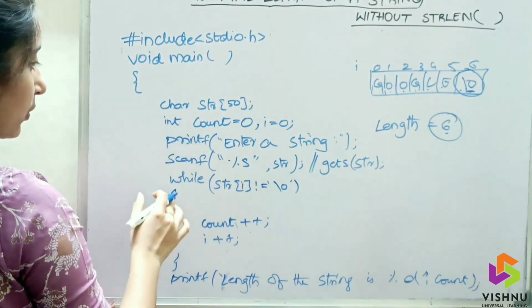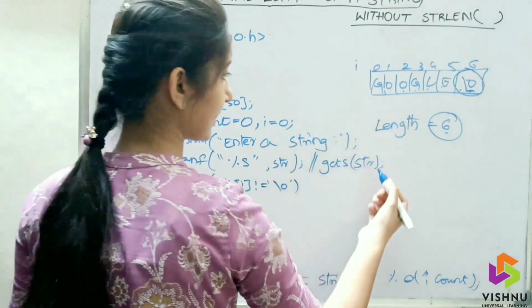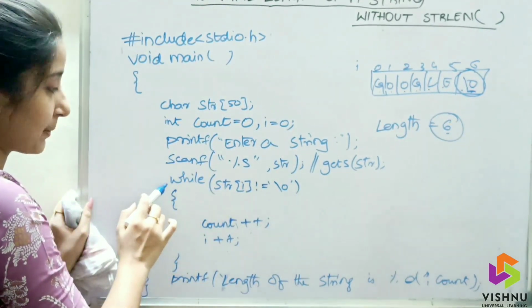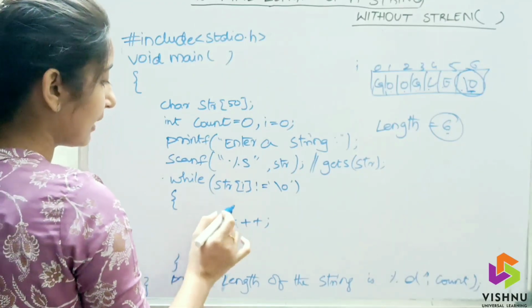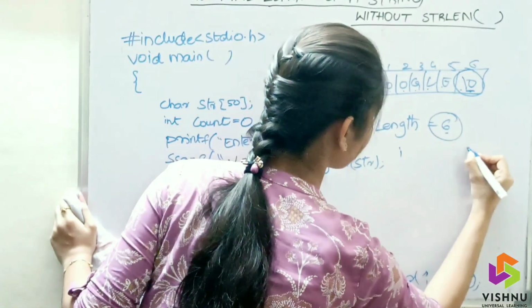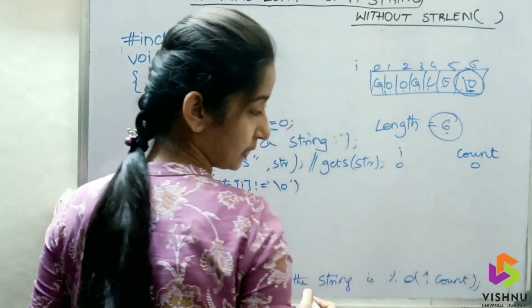Now let us see how our program works. Here, starting, enter a string. We will enter a string. Next the string gets stored. After coming to this loop, when i is equal to 0, initially we took i as 0, right? So here i and count, initially i is 0 and count is also 0.